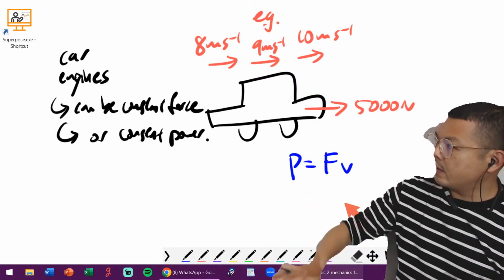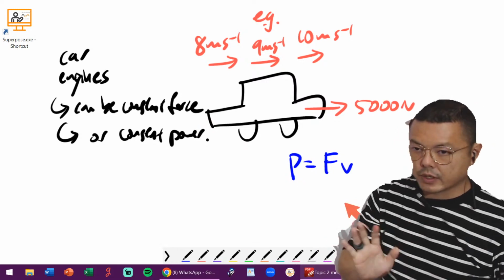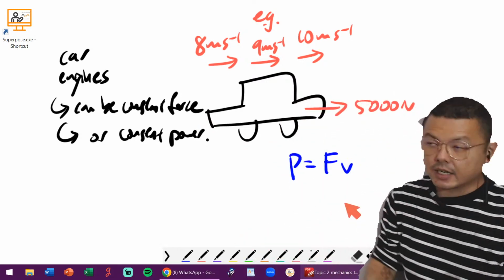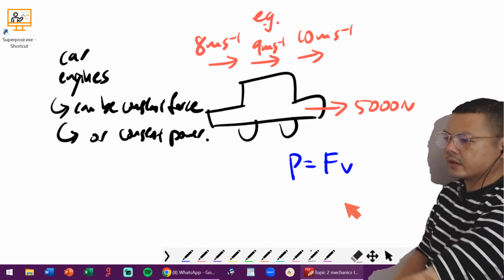So don't assume that when you have constant force, it will be constant power. It's not true at all, right? Constant force, you just take it as is. Constant force, that means it's really 5,000 newtons.